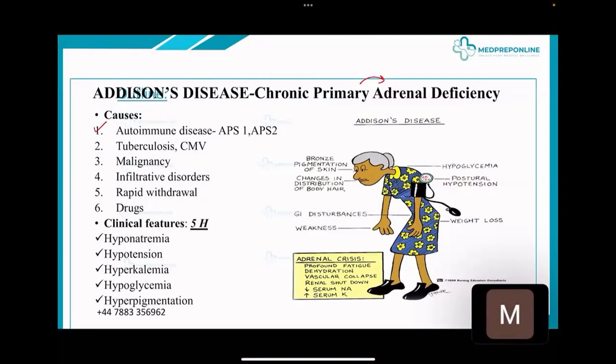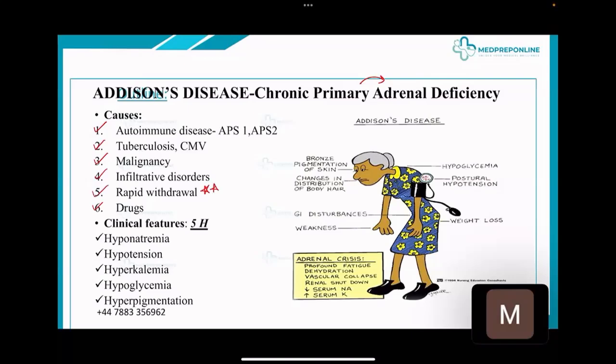There is a condition called autoimmune polyendocrinopathy syndrome. You don't have to go into the details. Just remember that it is most commonly seen with APS type 1 and type 2. Infections, tuberculosis and CMV, malignancy, infiltrative disorders like hemochromatosis and sarcoidosis, drugs, as well as rapid withdrawal.